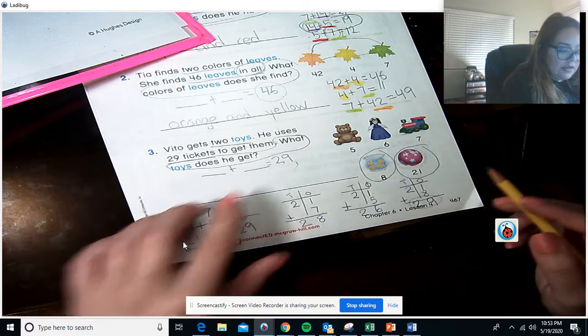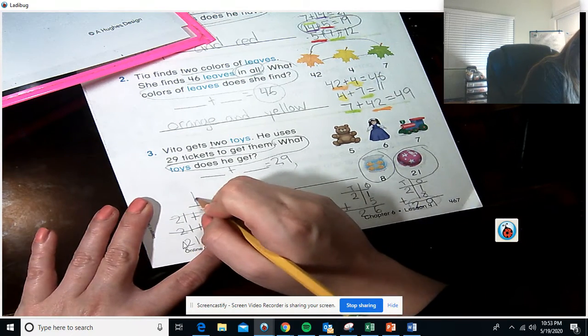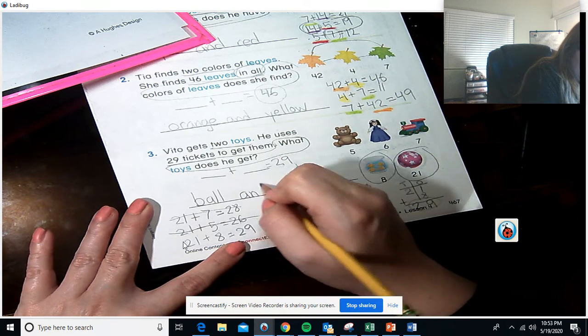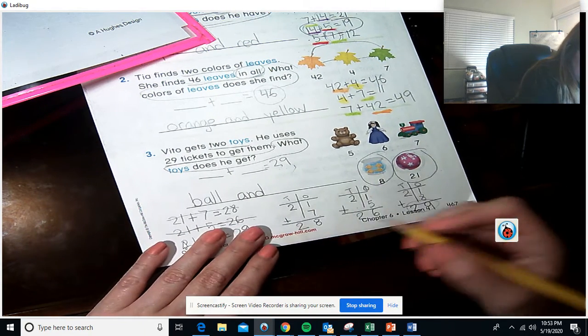What toys did he get? He got the ball and fishes.